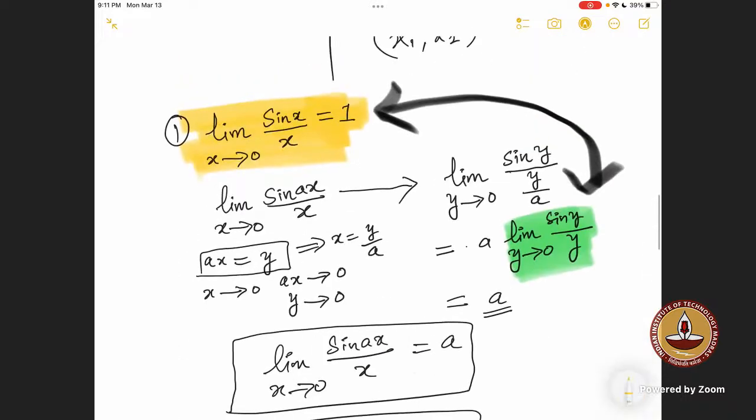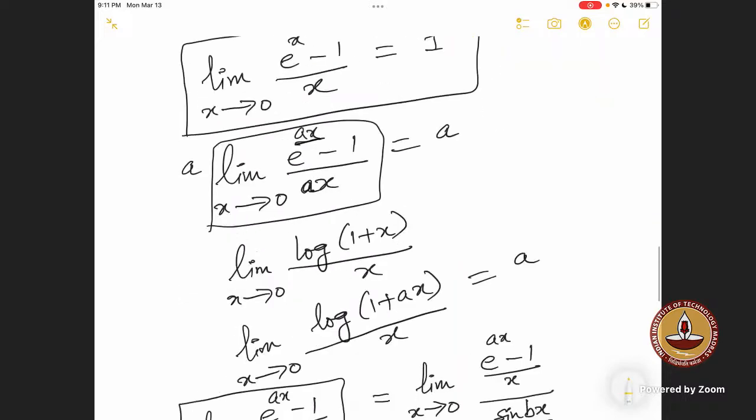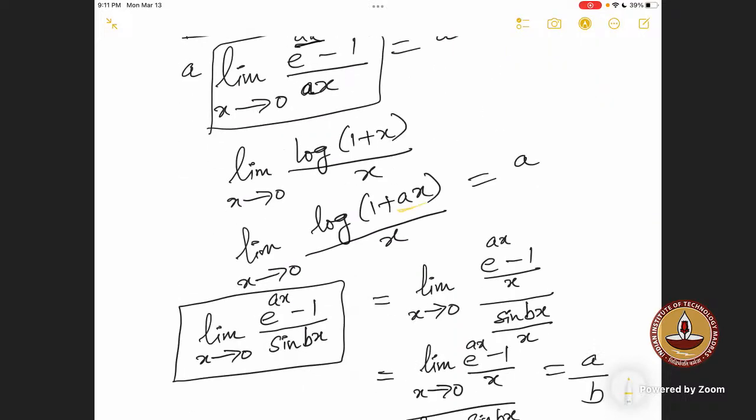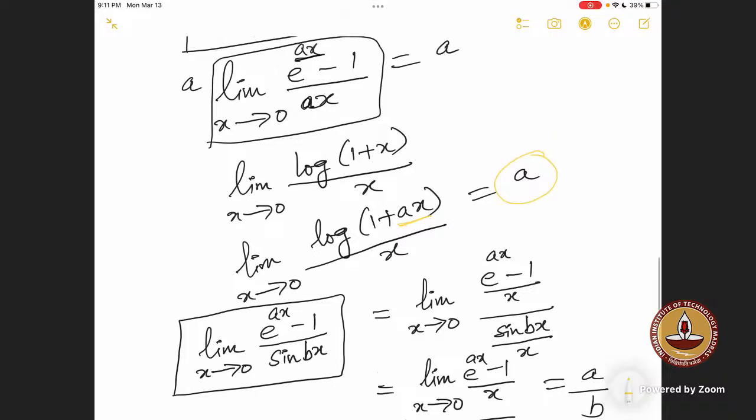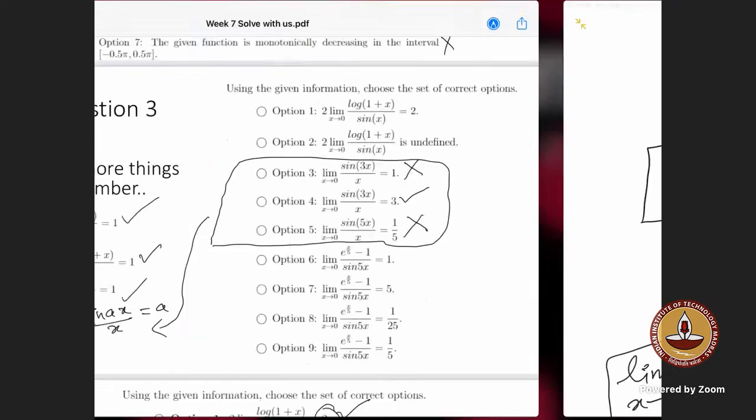Yeah, see, did you understand this part, the derivation for this one, where I took x as y? Yeah, I understood. In the same way, for this case also, you take a x as y and you will be able to show that this limit is indeed a. Okay, sir. Shall we move to the next question?